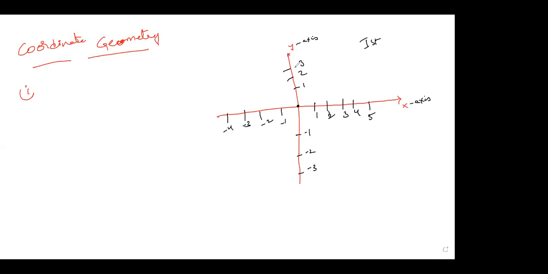So this is called first quadrant. This is called second quadrant. This is called third quadrant, and this is called the fourth quadrant. And here x is positive, y is positive. Here x is negative, y is positive. Here x is negative, y is negative. Here x is positive, y is negative. Like the different quadrants.